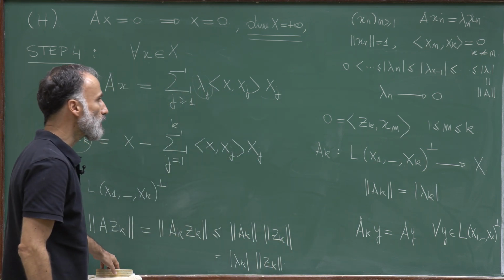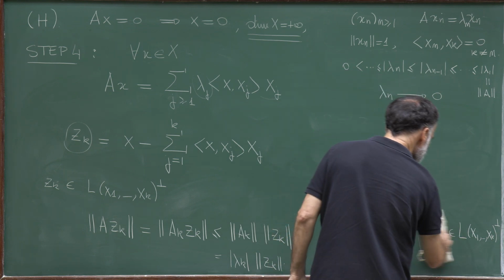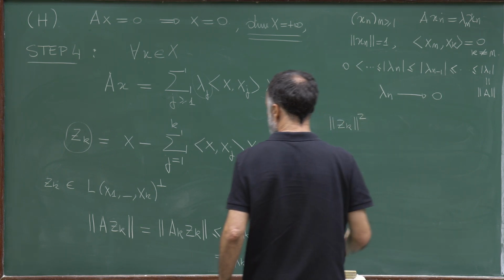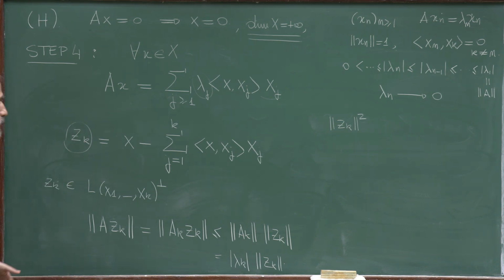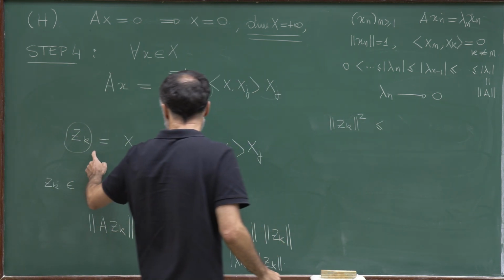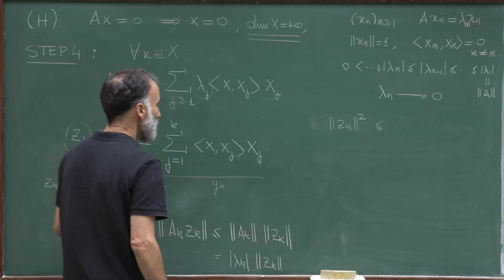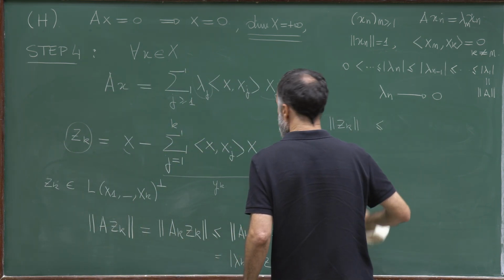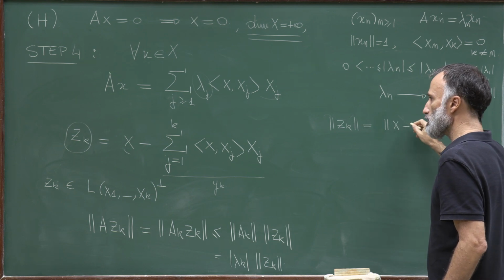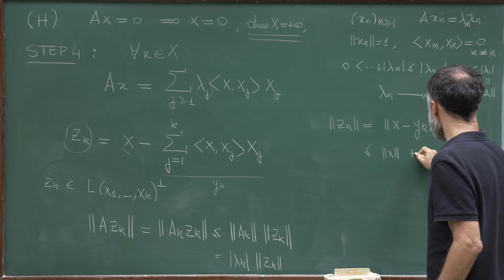And I claim that the norm of zk is bounded, so I won't use this anymore. So let me erase it. And I want to compute the norm of zk squared. So zk, by definition, let me call this element yk. So what I'm saying is that zk is equal to x minus yk. This is bounded by the norm of x plus the norm of yk.